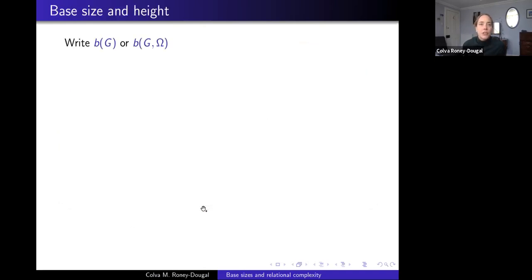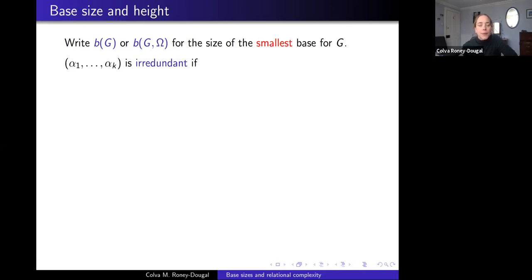Right, let me just give you a few more definitions here. So I'm going to write b(G), or if I need to specify the set, b(G, Omega), for the size of the smallest base. So what's the smallest number of points whose images determine the group element?